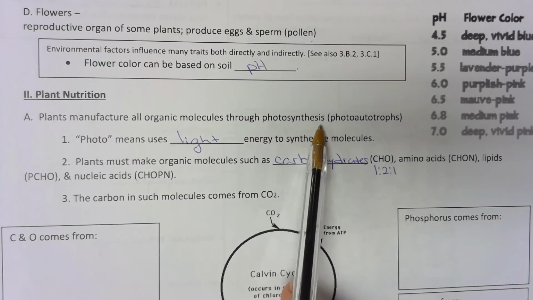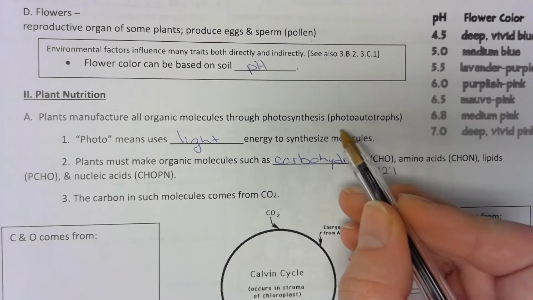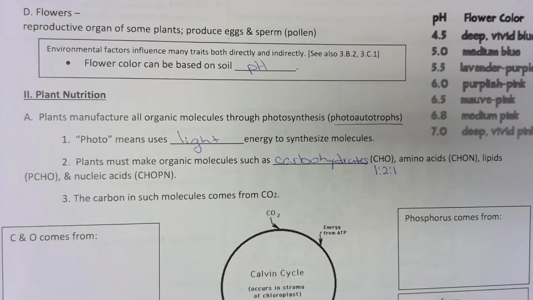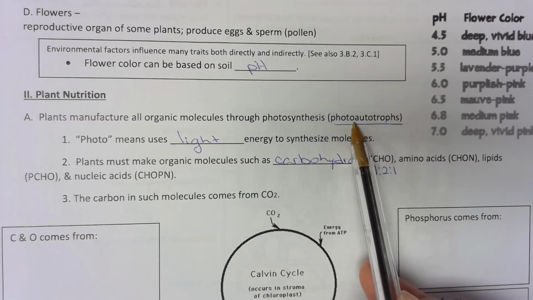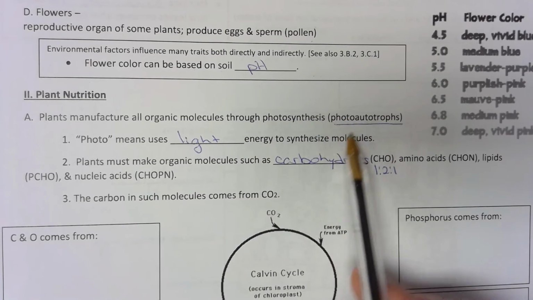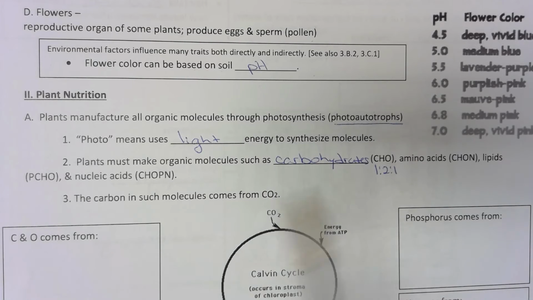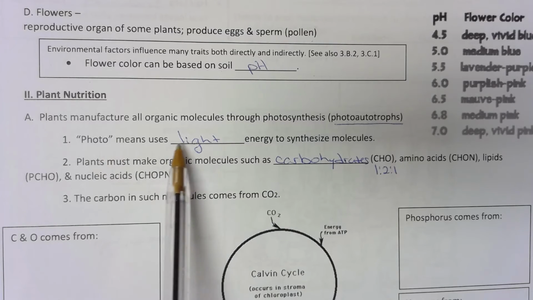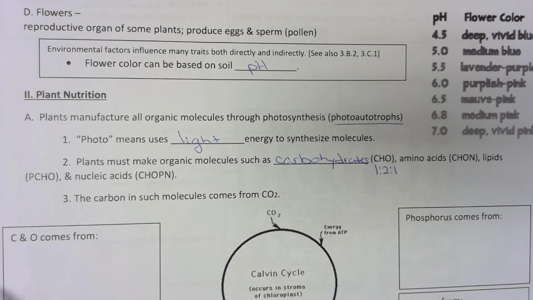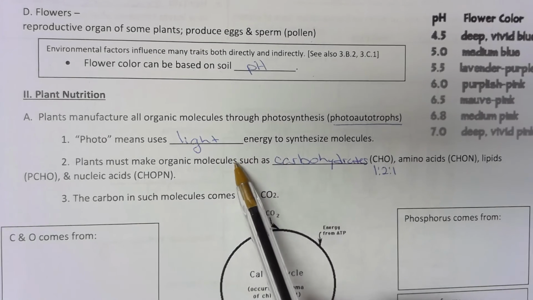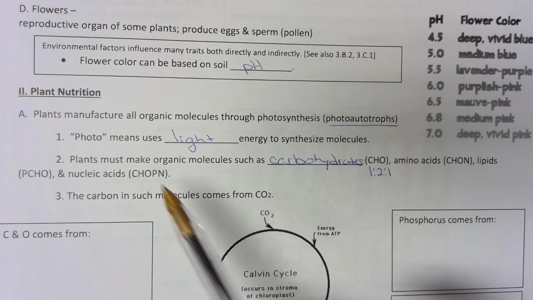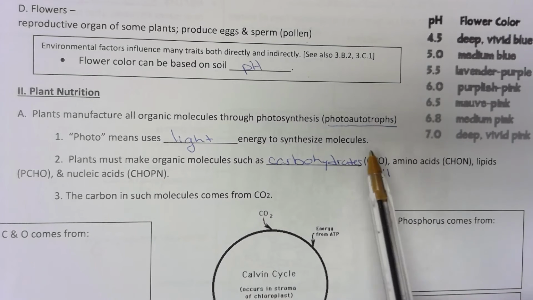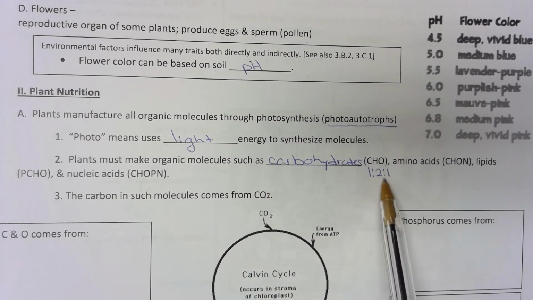When we talk about photosynthesis, they're photoautotrophs. So they automatically make their own food, and they're going to do that using light. Yes, there are things called chemoautotrophs, so that's not always just assumed to be the same thing. Photo means they use light. And then they're going to make organic molecules. We've already learned this, like carbs, amino acids, lipids, even nucleic acids. And remember, this is usually a 1 to 2 to 1 ratio.